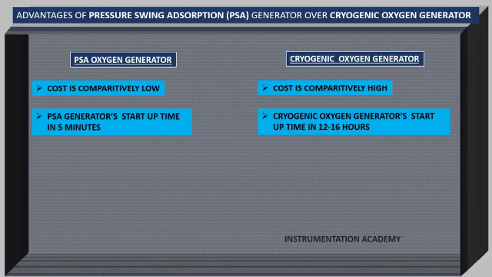While cryogenic oxygen plant startup time is around 12 to 16 hours. So, cryogenic oxygen plant cannot be switched on and off.